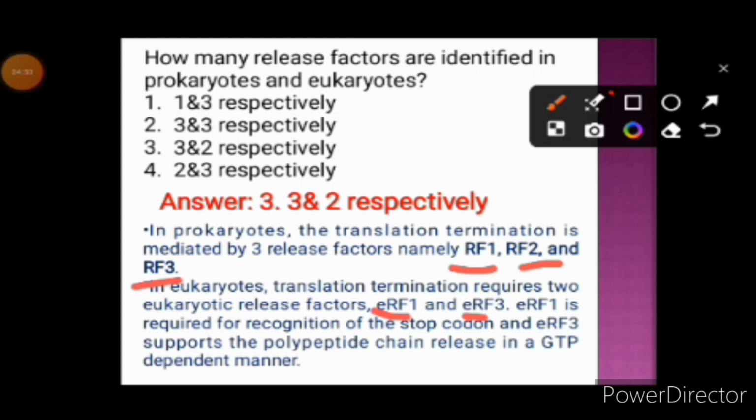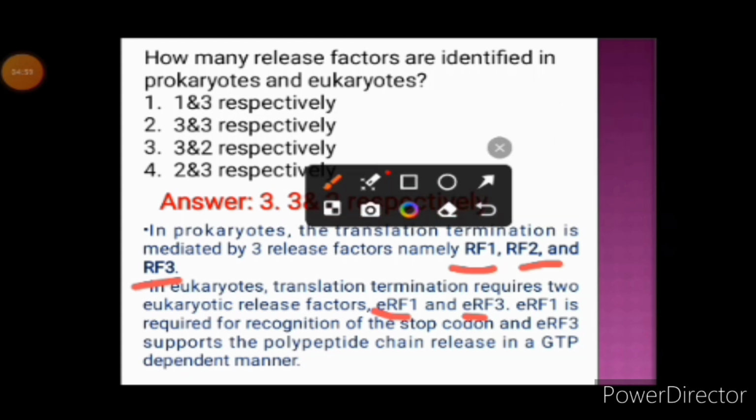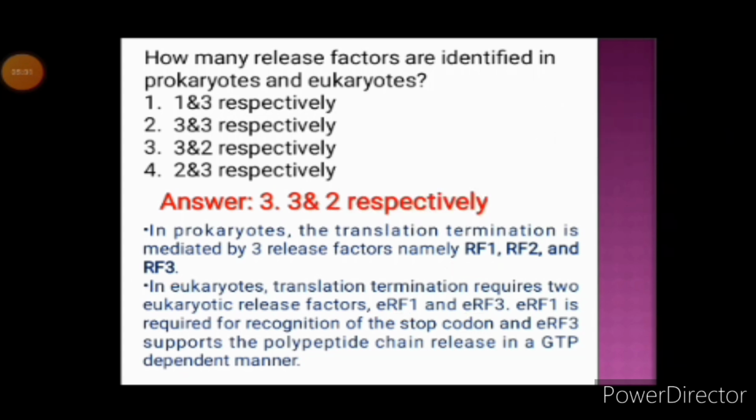eRF1 is required for the recognition of the stop codon, whereas eRF3 supports polypeptide chain release in a GTP dependent manner. So, in prokaryotes, there are 3 release factors, whereas in eukaryotes, there are 2 release factors.